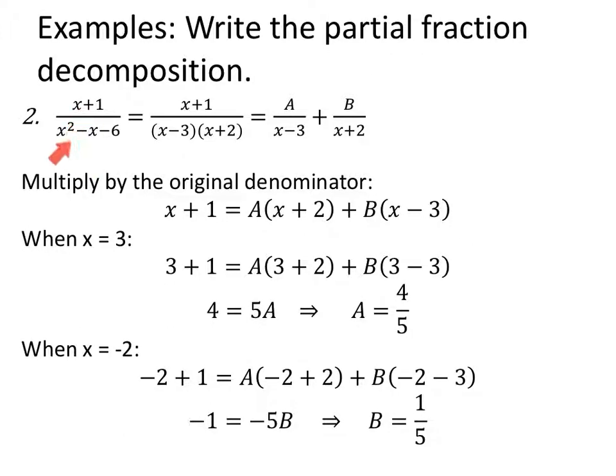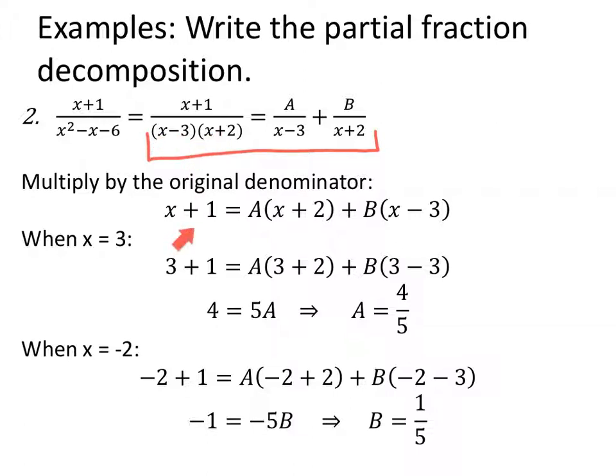x plus 1 over x squared minus x minus 6. First step, factor our denominator. Now that I have two linear factors, I make two fractions: a over x minus 3 plus b over x plus 2 for this particular denominator. Second step, multiply this part of the equation. Let me put a box around it. That's what I'm looking at. I'm going to multiply that equation by x minus 3 times x plus 2.